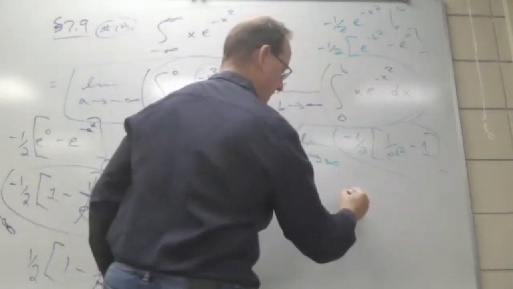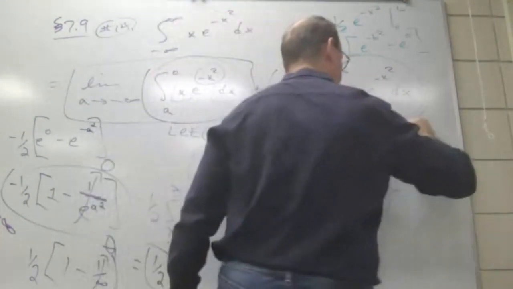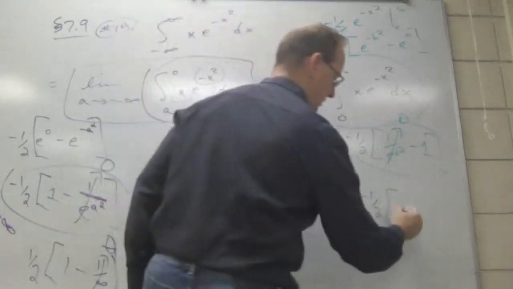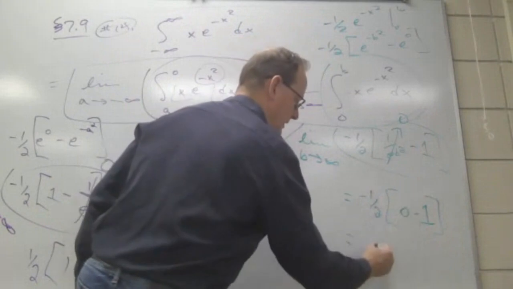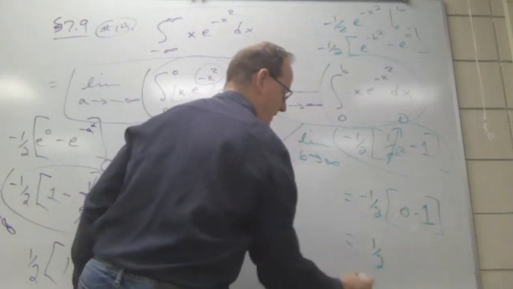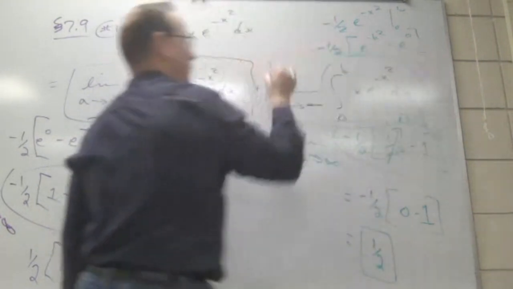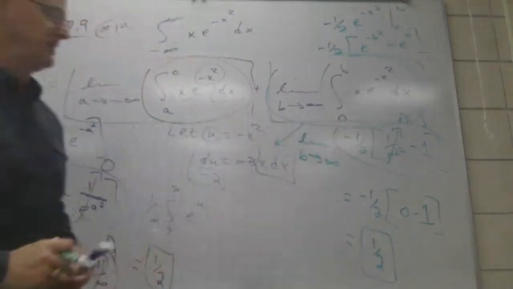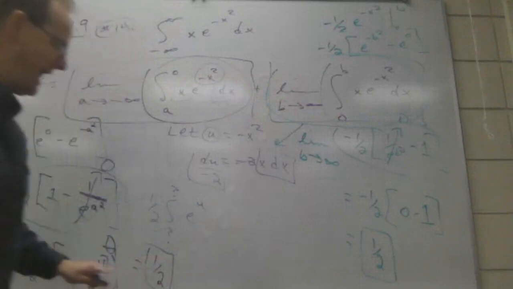What do I get? I'm going to get -1/2. b going to infinity is 1 over e to the infinity. 1 over a huge number goes to 0. So this is 0 minus 1. So this ends up being a -1/2 times a -1 is a +1/2, right? So that's what I get for that limit. So this is also convergent. So both of these are convergent to 1/2.